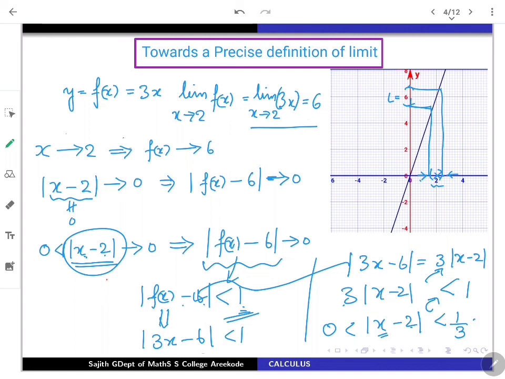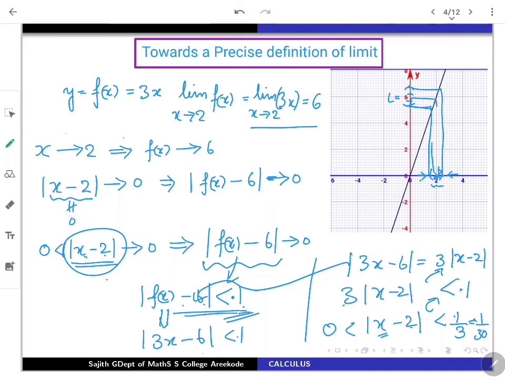There is no speciality for 1. Suppose I wanted to make it less than 0.1. It is very near now, around 6. I am just looking at a 0.1 level of proximity or nearness. What shall I do? I have to choose appropriately some distance from 2. That is what I am going to search. To find that, once again, if it is 0.1 here, the whole thing can be replaced like this, and I will get 0.1 by 3, which means 1 by 10 into 3, which is equal to 1 by 30. So if I am making mod x minus 2 less than 1 by 30, I am sure that this value is going to be less than 0.1.